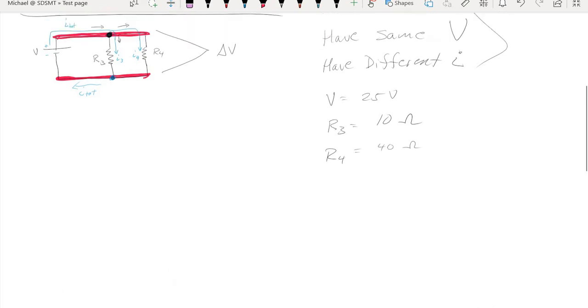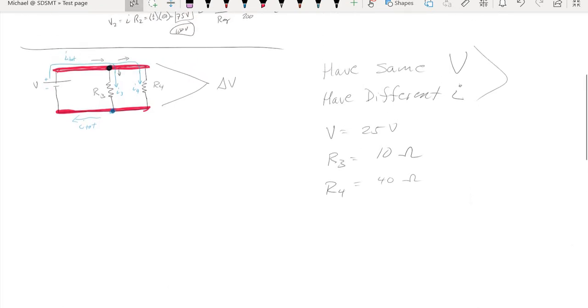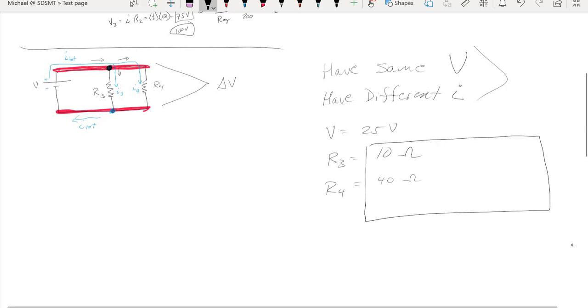So I want to know the current going through each resistor. I want to know the potential associated with each resistor. I want to know the equivalent resistance of the circuit. So if we need to, we can make ourselves another table.